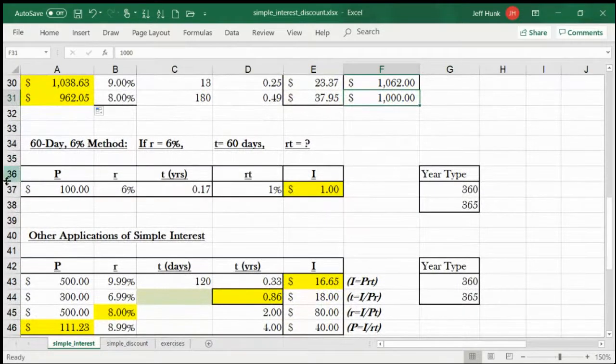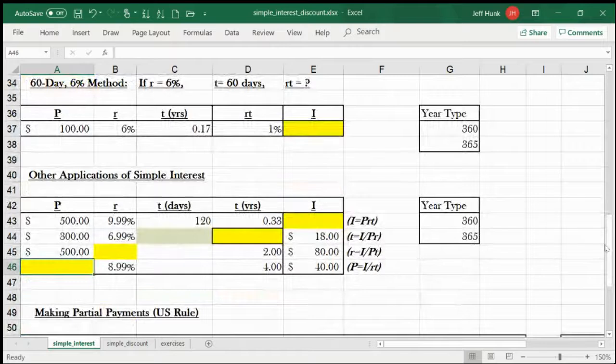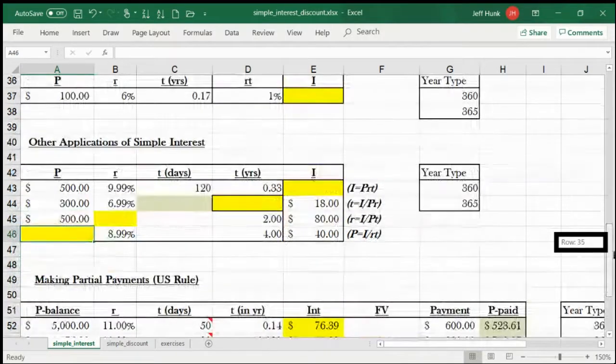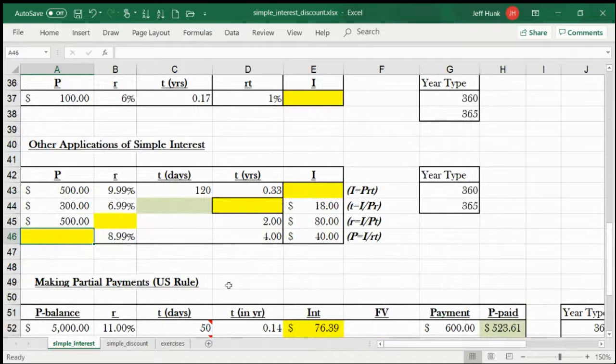Now, let's move on. There is something called the 60-day 6% method. This is ridiculous, but I will come back to this later. Let's go to row 43.